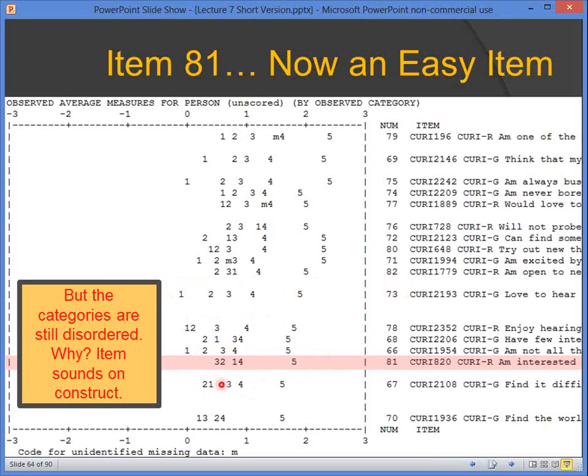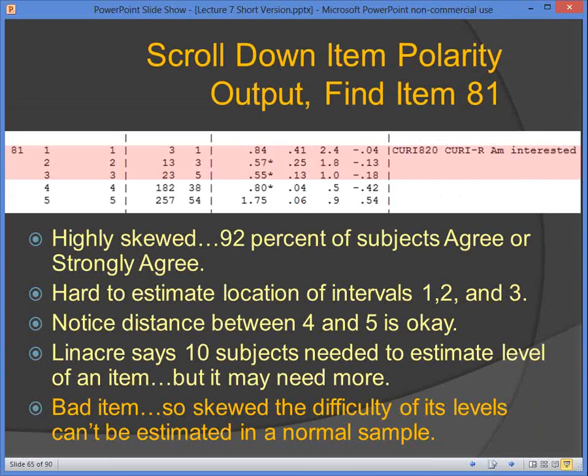So this is a great item, number 73, at least in terms of this parameter. Our item 81, however, doesn't look so good because the different levels of the item are still disordered. 3, 2, 1, now that shouldn't be there. Why is that there? 3, 2, 1, 4, 5. That's telling us that there's some kind of problem with the item. We want to find out what that problem is.